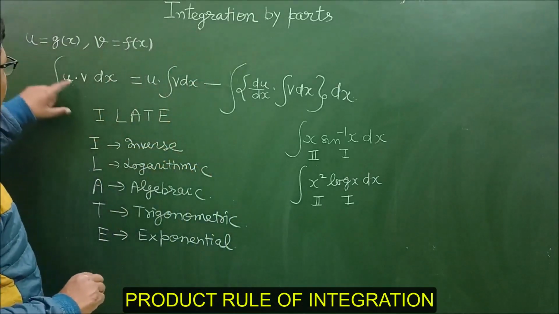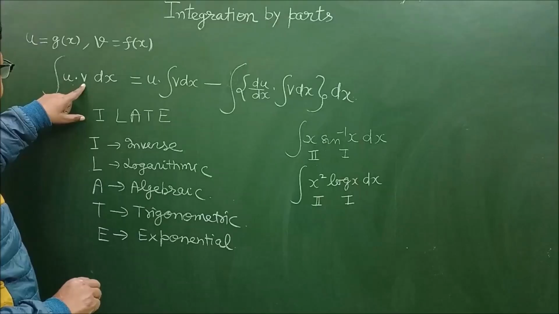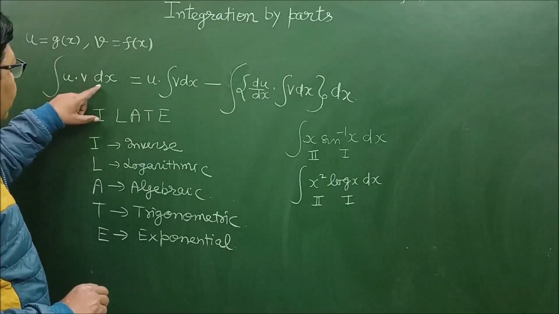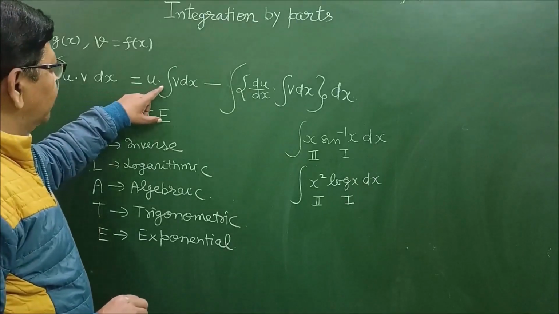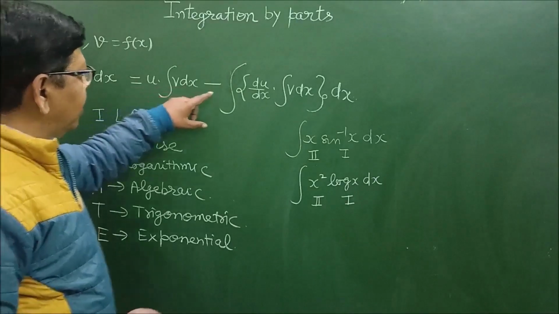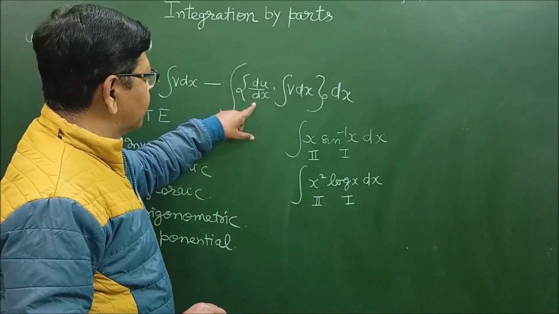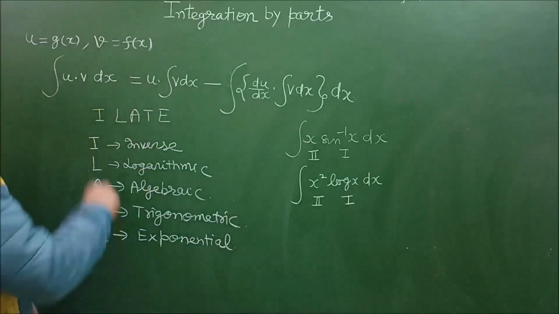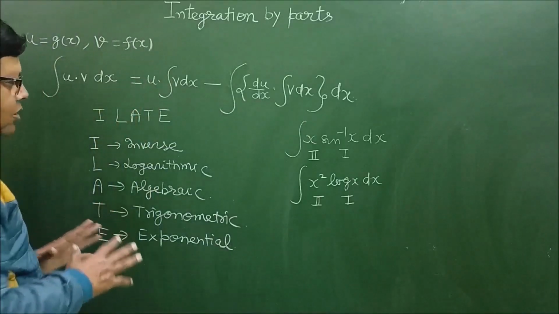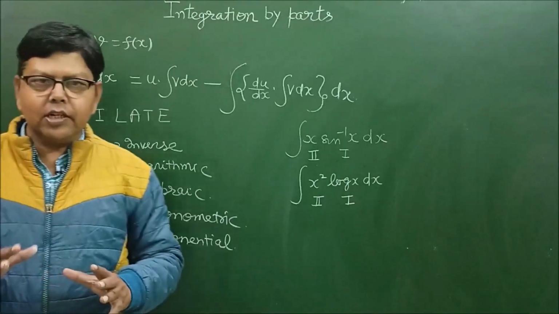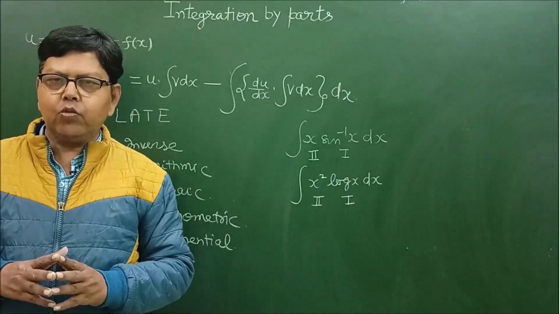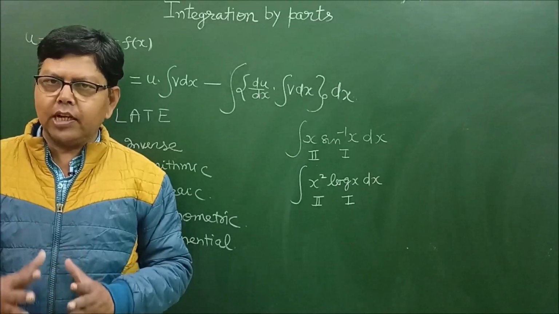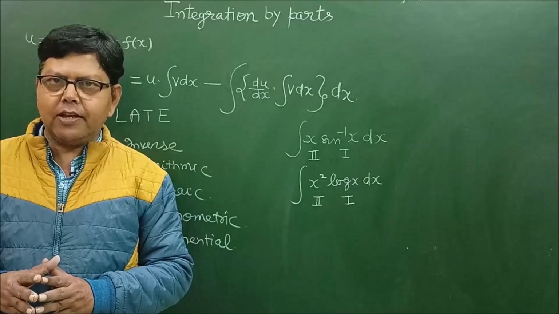So if we have two functions u and v, which are functions of x, then the integral of u into v dx is equal to u times the integration of v dx, minus the integration of the differentiation of the first function times the integration of the second, and whole integral. While applying this formula, we must take into consideration one rule, which is known as the ILATE rule. With the help of this rule, we can decide which function should be taken as first and which function should be taken as second.